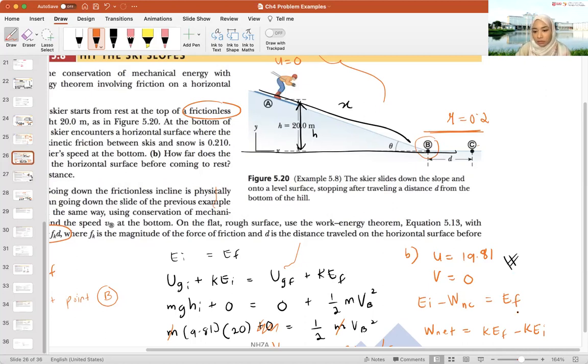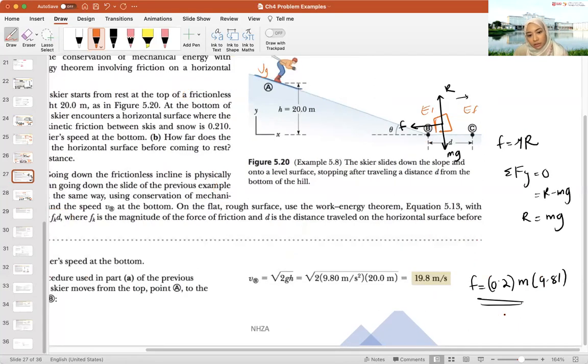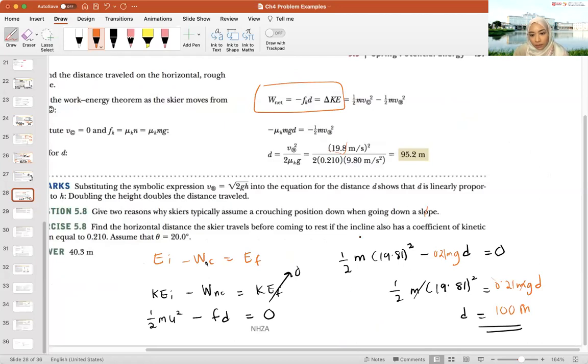So nanti bila kita rearrange, this looks exactly like the work energy theorem. Looks exactly the same. And we know that from the work energy theorem, if our velocity is decreasing, our work done will be negative. So indeed, our velocity was decreasing from 19.81 to 0. So negative W. And then we use that, kita substitute all the values. Okay, we just substitute macam biasa je. Kita cari friction pakai free body diagram. And then you got your answer as D.